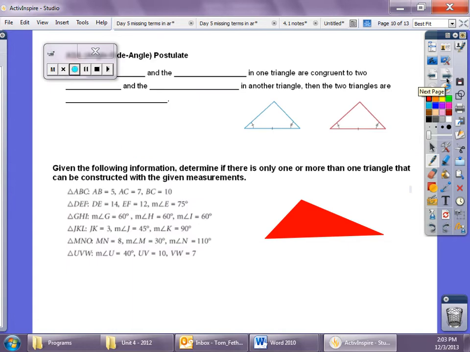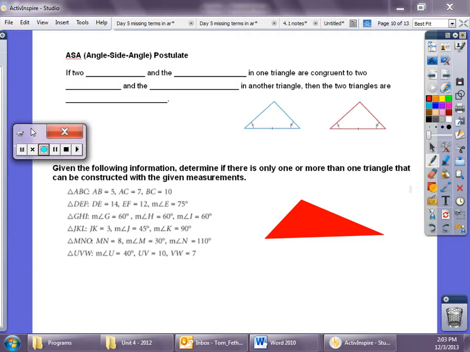The angle-side-angle postulate. So if two angles and the included side in one triangle are congruent to two angles and the included side in another triangle, then the two triangles are congruent.